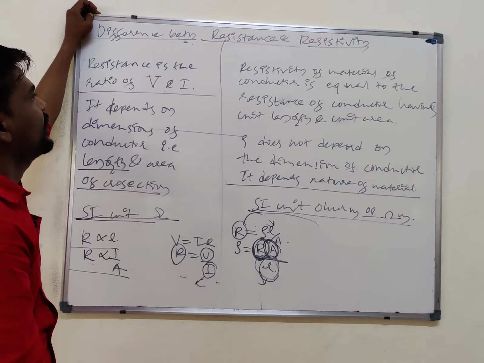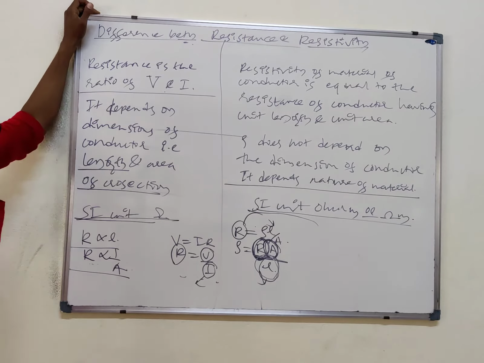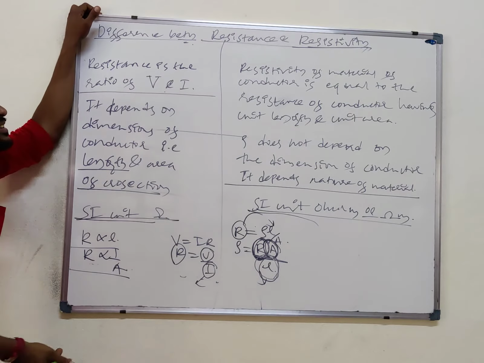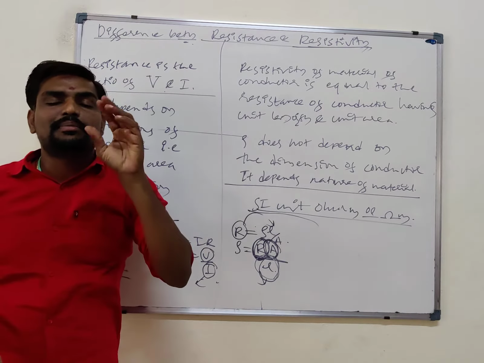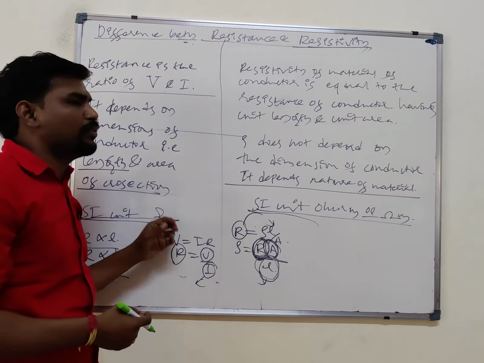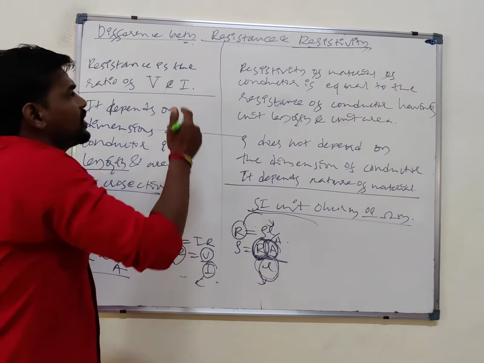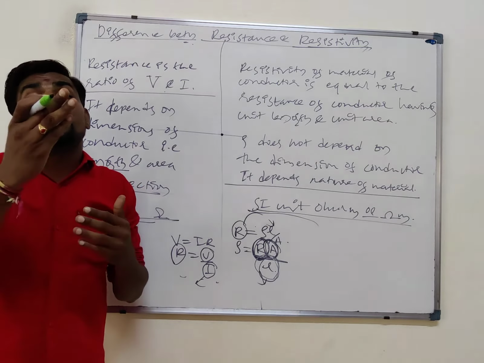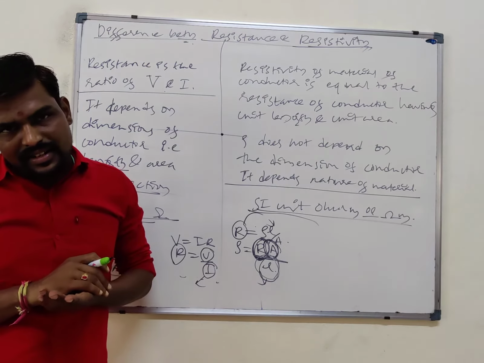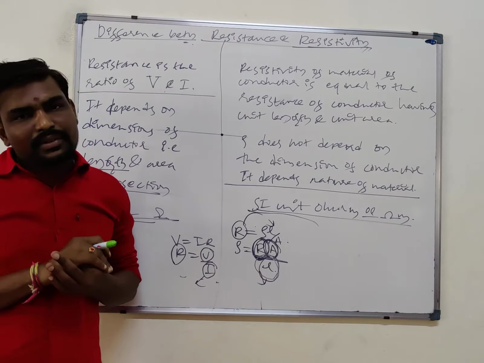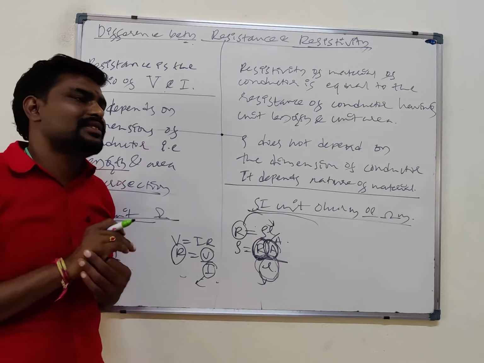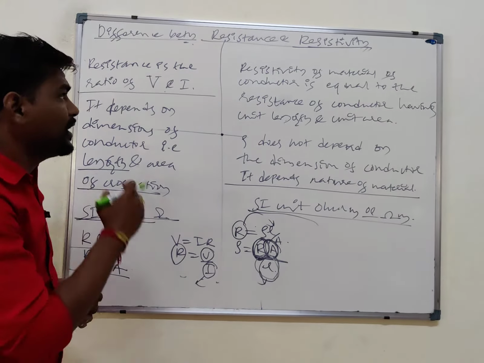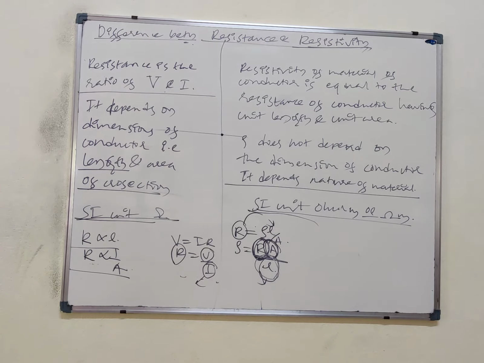After this, based on resistivity, materials are going to be divided into three types. One is conductors, second one is semiconductors, third one is insulators. Now we are going to discuss one by one.